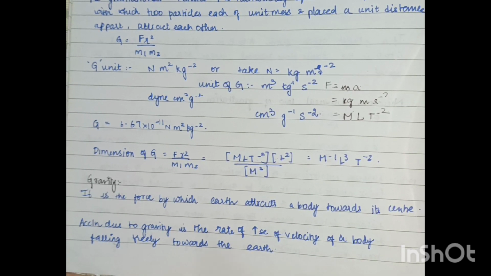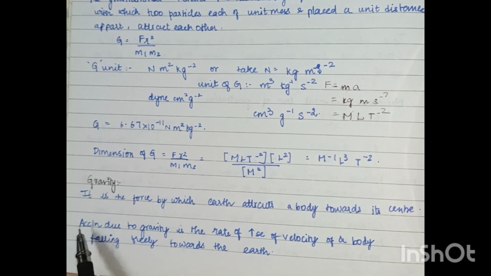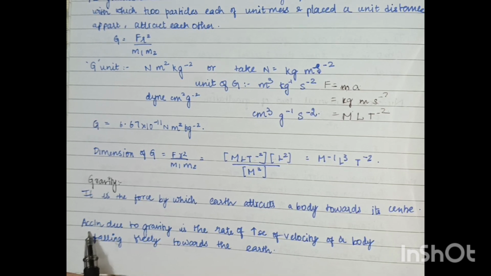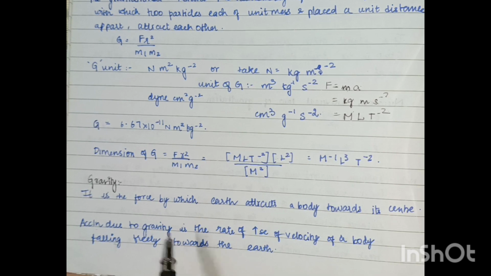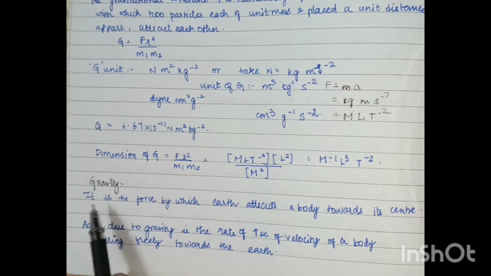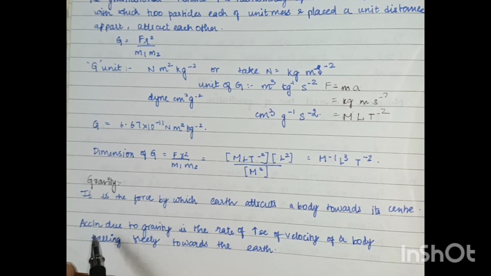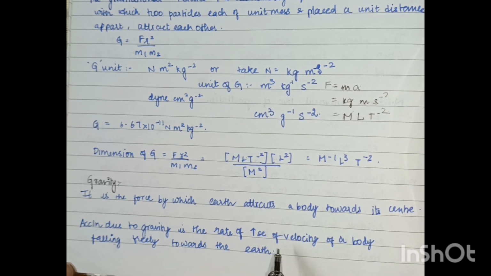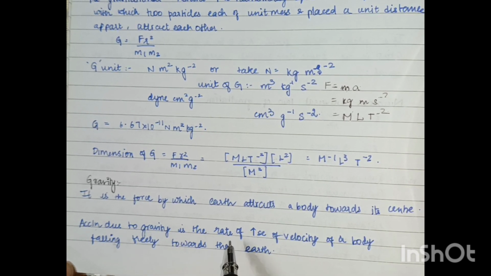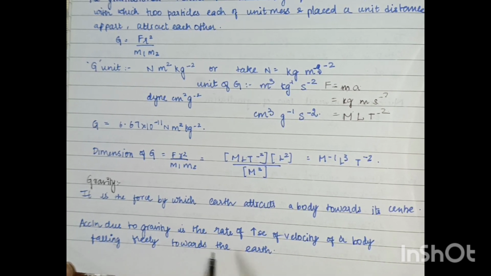Gravity is the force by which the earth attracts a body towards its center. Acceleration due to gravity is the rate of increase of velocity of a body falling freely towards the earth. So what is gravity? It is nothing but the force by which the earth attracts a body towards its center. Acceleration due to gravity: we know acceleration is the rate of change of velocity, so acceleration due to gravity is the rate of increase of velocity of a body falling freely towards the earth.